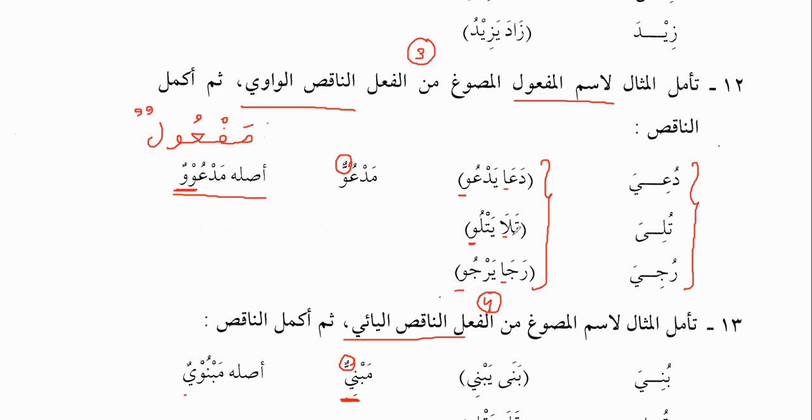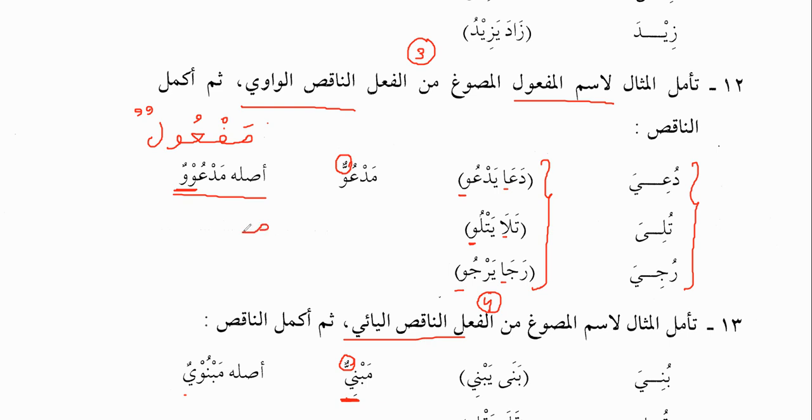So tala means it was, tala means, tala yatlu. So tala has a weak letter at the end. It changes to waw. Let's make the original one.